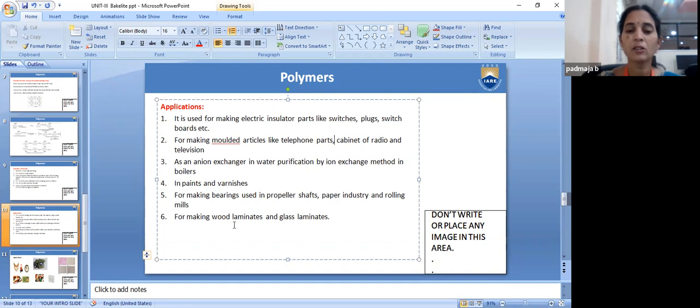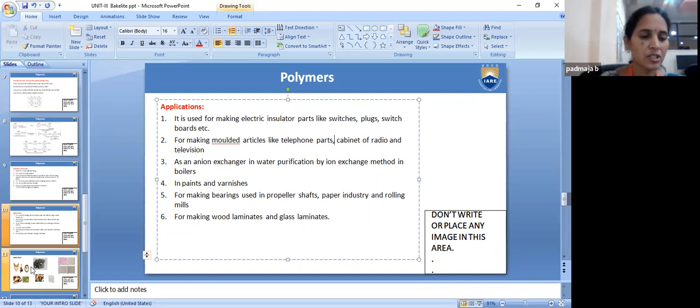And for making wood laminates also. Wood laminates, that is also Bakelite. Glass laminates also will use this polymer Bakelite. So many applications are there for Bakelite: wood laminates, glass laminates, paper industry and rolling mills, bearings in propeller shafts, anion exchanger, telephone parts, cabinets for radio and television, switches, plugs, switchboards. All these applications you can write here for Bakelite.